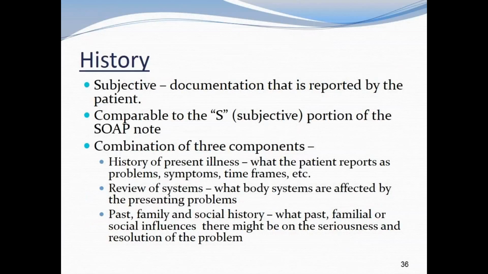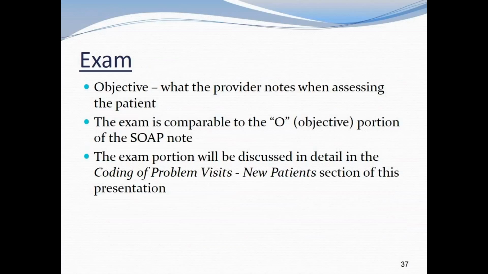So for that reason, I'm going to show you, since most nurses know how to write a SOAP note, how to pull out what you need in order to code for these. You have the S part of your SOAP note, which is your subjective portion, where you're going over your history of present illness, review of systems, and your past, family and social history. You have your O, which is your objective, where the provider notes findings when assessing the patient. It's like your exam portion, and this is something we'll discuss more on new patients, so we'll get further into that, just so you know.